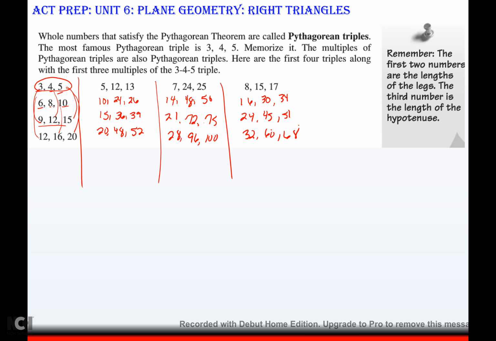Okay? But those are Pythagorean triples. Memorize this one for sure, because this is a pretty famous one. The other ones, I've never really seen them anywhere, to be honest with you. The 3, 4, 5 is a pretty famous one.